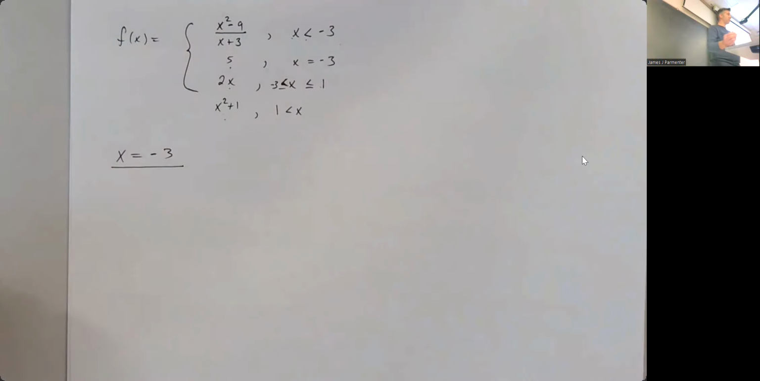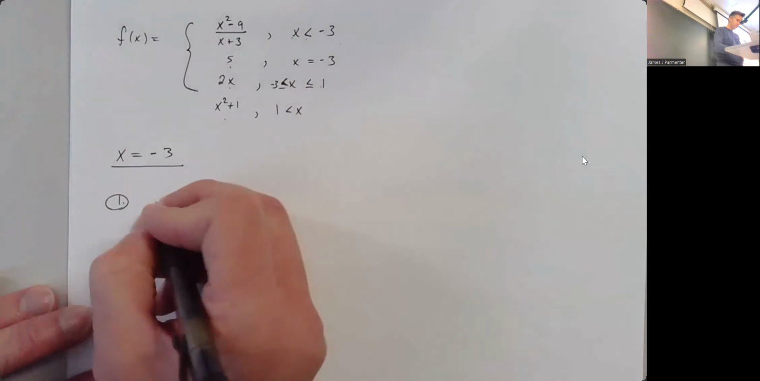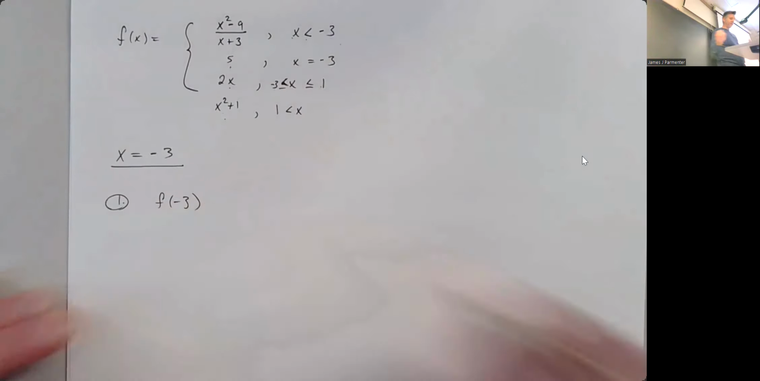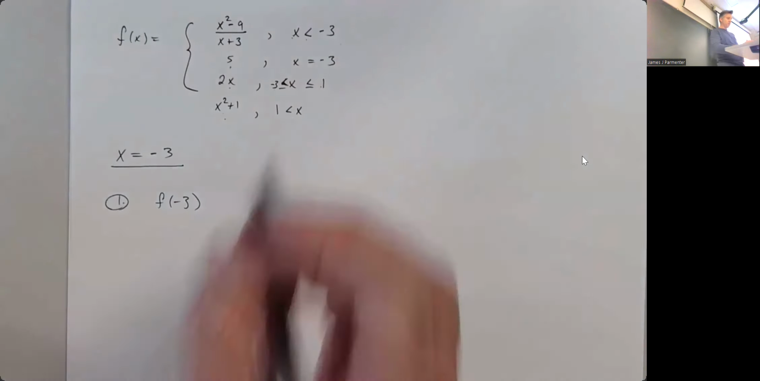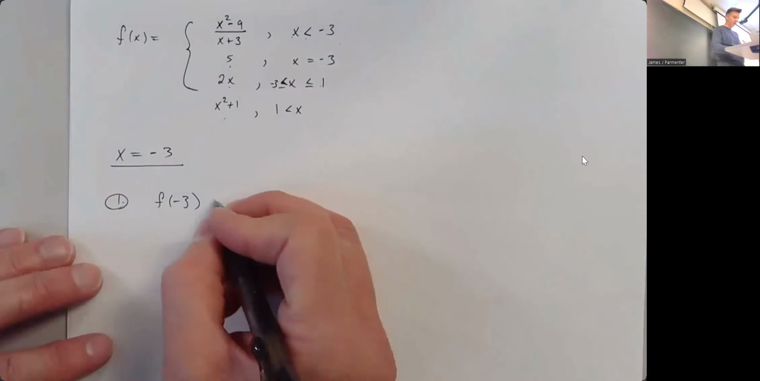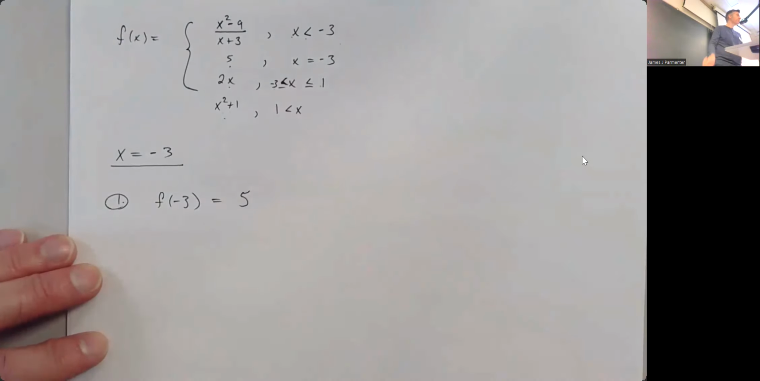All right, so start off in the same way. We're going to check those 3 things. Let's look at f of -3. Well, f of -3 is easy. It's equal to 5. There's no other option. So, yeah, 5.